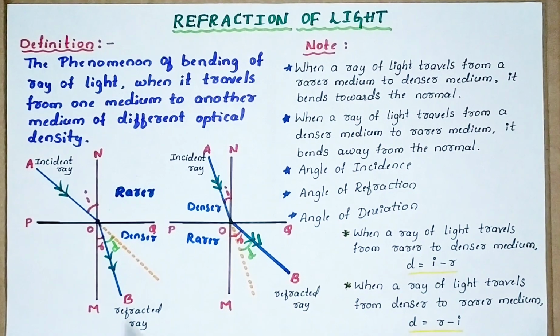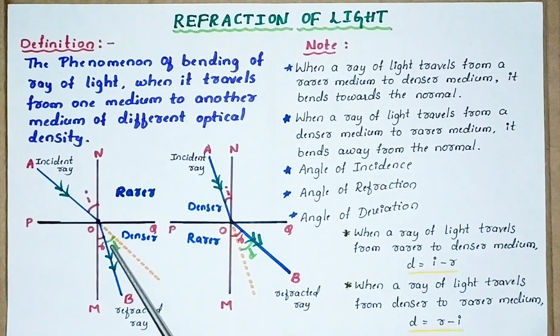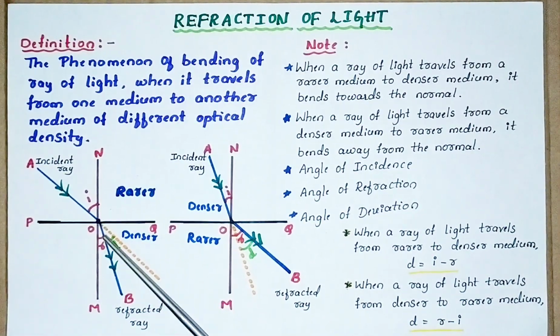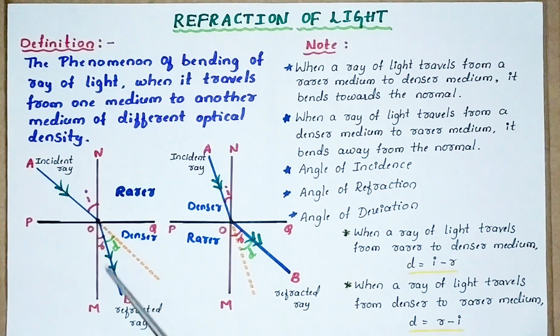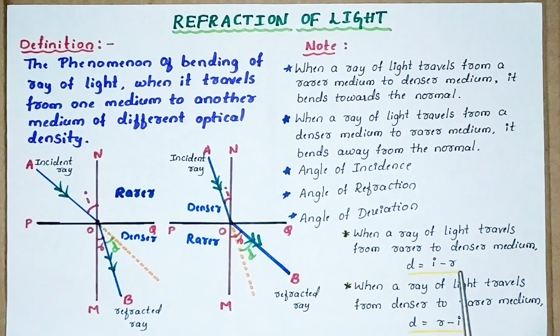How did we get this equation? You can observe the diagram. So D means angle between incident ray extended and refracted ray. D equal to, the total angle is how much? You can observe the diagram here. The total angle is I, half of the angle is R. So total angle I minus half of the angle R. So D equal to I minus R.